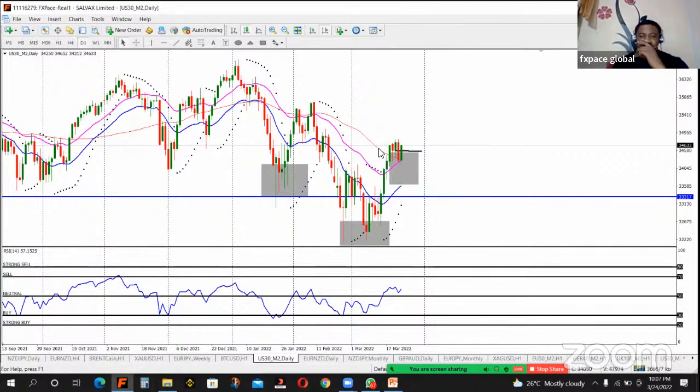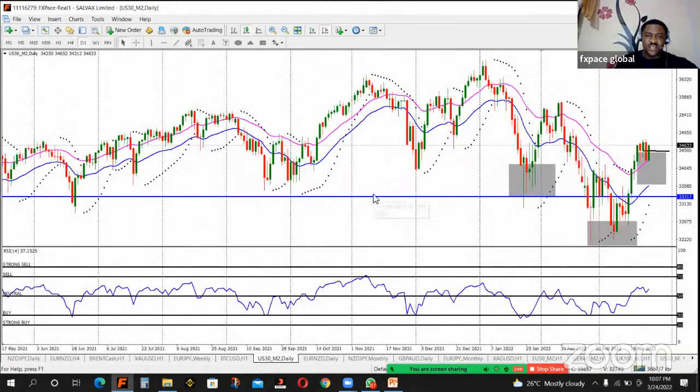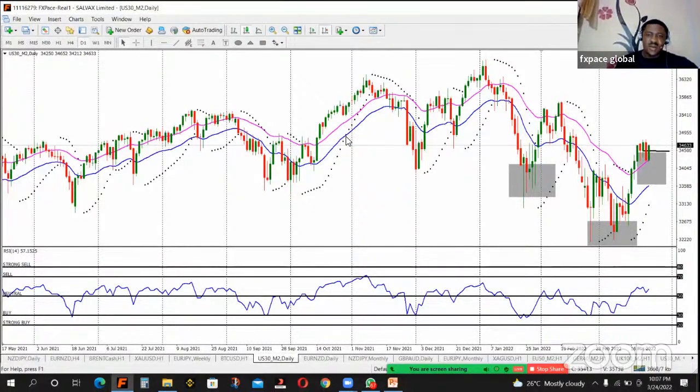Okay, now look at it here. This is two moving averages, 20 and 20. They are both 20 and 20, but one is high, another one is low.